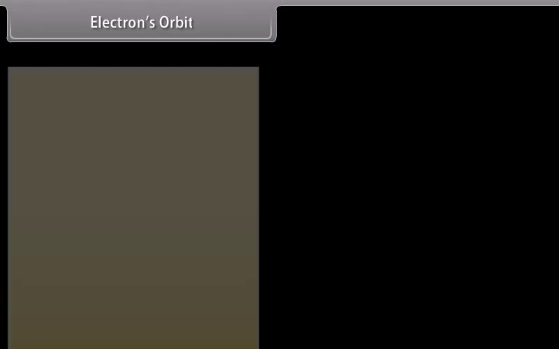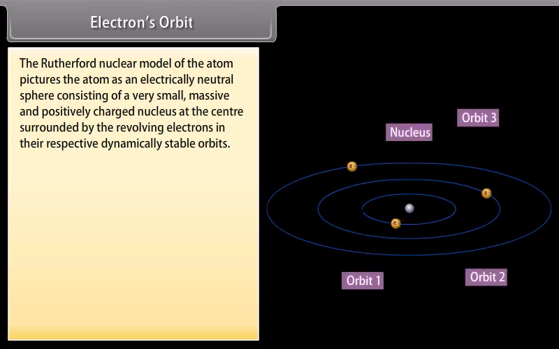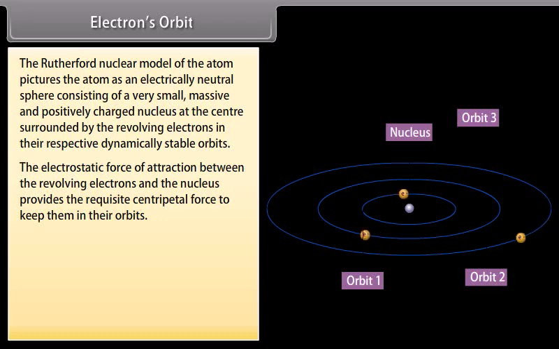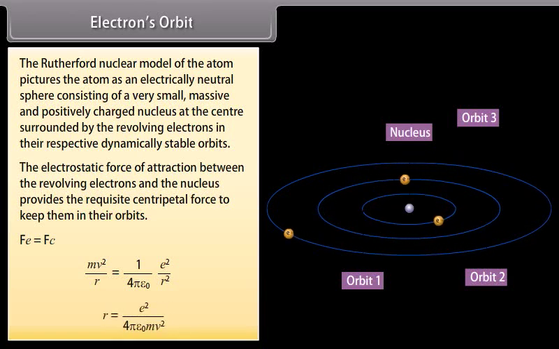Electrons orbit. The Rutherford nuclear model of the atom pictures the atom as an electrically neutral sphere consisting of a very small, massive, and positively charged nucleus at the center, surrounded by the revolving electrons in their respective dynamically stable orbits. The electrostatic force of attraction between the revolving electrons and the nucleus provides the requisite centripetal force to keep them in their orbits. Fe is equal to Fc. Putting their respective values, we get mv square by r is equal to 1 upon 4 pi epsilon naught e square upon r square. We can also write this equation as r equals e square upon 4 pi epsilon naught mv square.